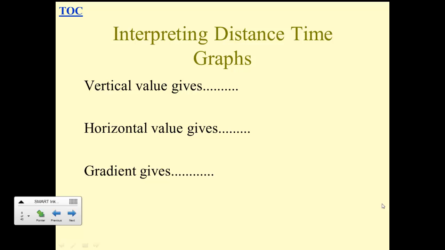So the vertical value gives you the distance or the displacement. The horizontal value gives you the time, and the gradient gives you how the distance changes with time. In other words, distance divided by time, or displacement divided by time. That gives you the speed or the velocity.